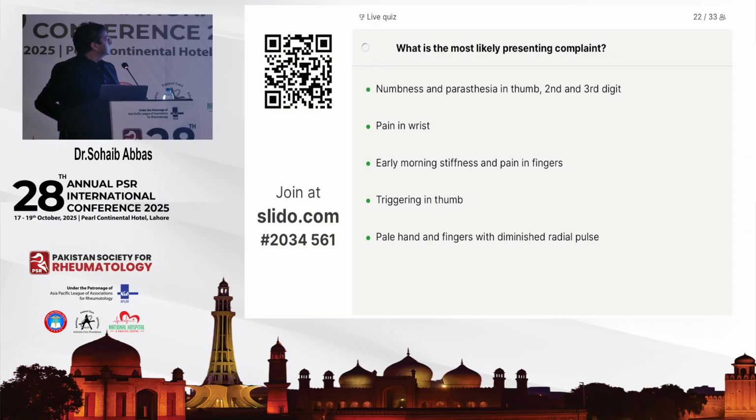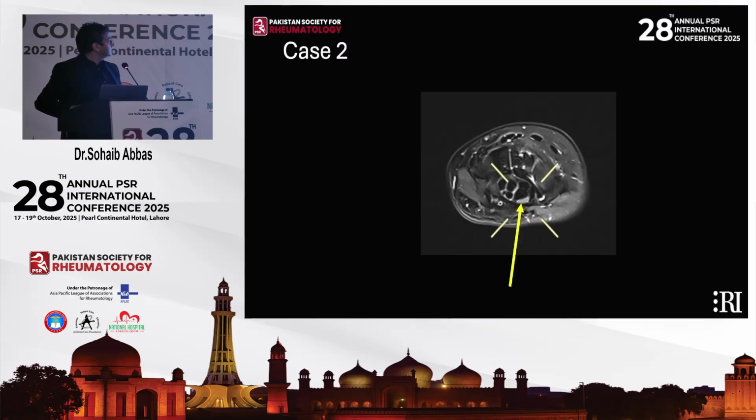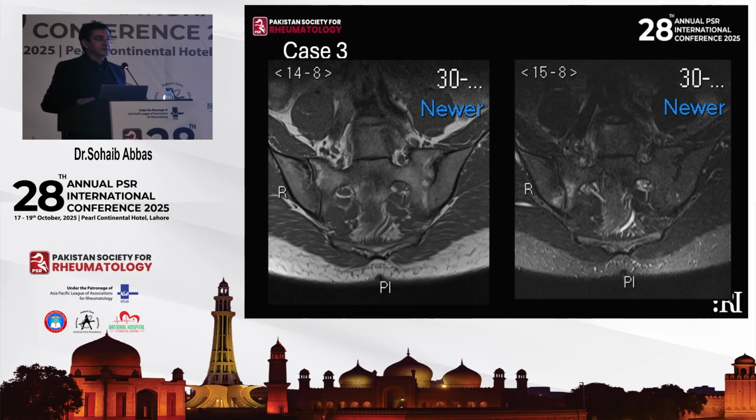Okay, so correct answer is numbness and paresthesia in the thumb. So that's nice. So what we were looking at here is the median nerve. So these are all the flexor tendons, these are the carpal bones, these are the extensor tendons, these black things here, and this bright blob here is the median nerve, and it's being compressed in the carpal tunnel. So when you get carpal tunnel syndrome, then you will get numbness in the thumb, the 2 fingers, and half of the ring finger.